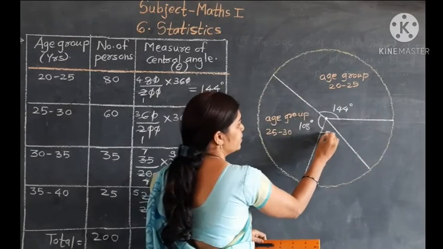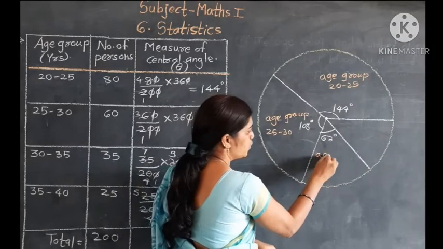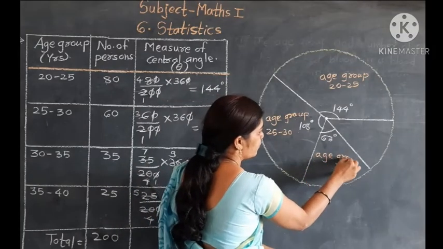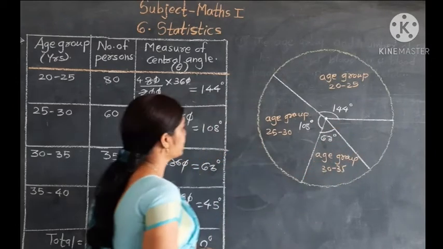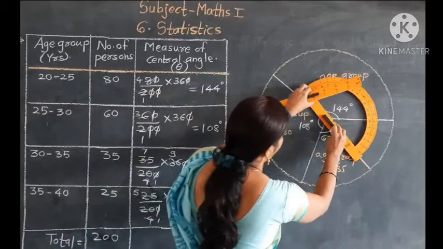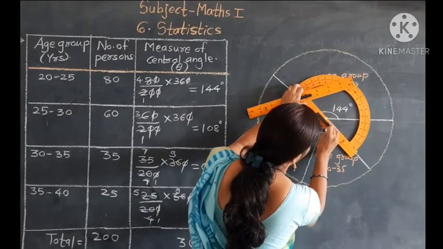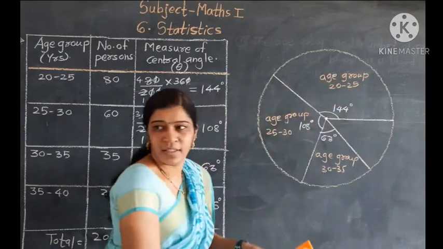This is angle 63 degree. Of which age group? Age group 30 to 35. And the last one remains of 45. You see, this remains of 45. Observe here. It is of 45.